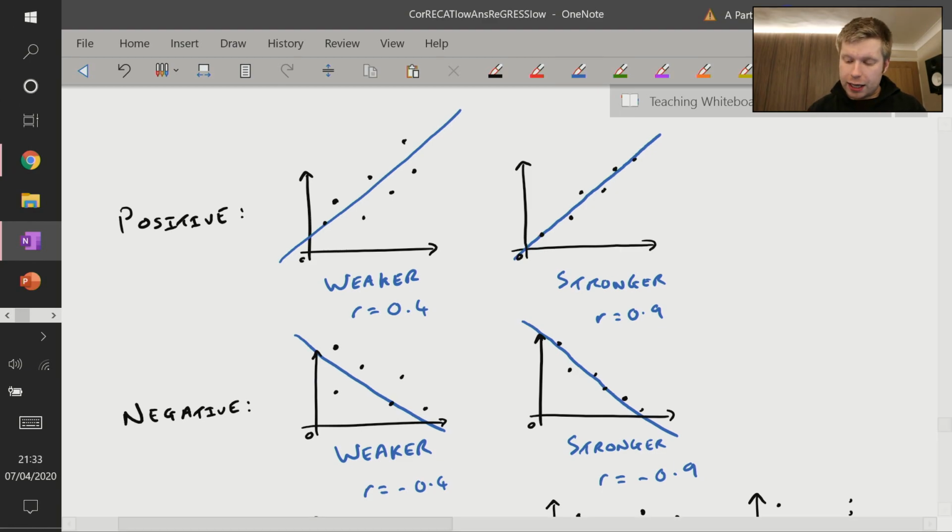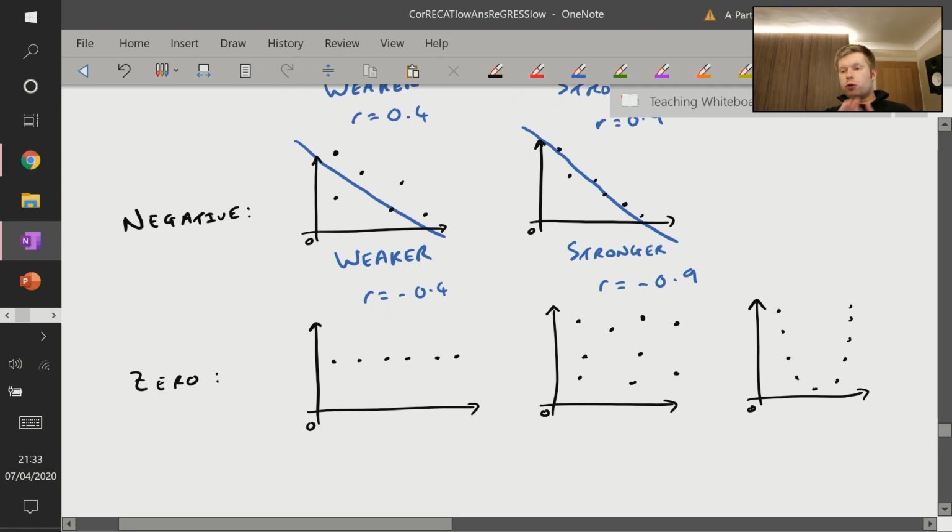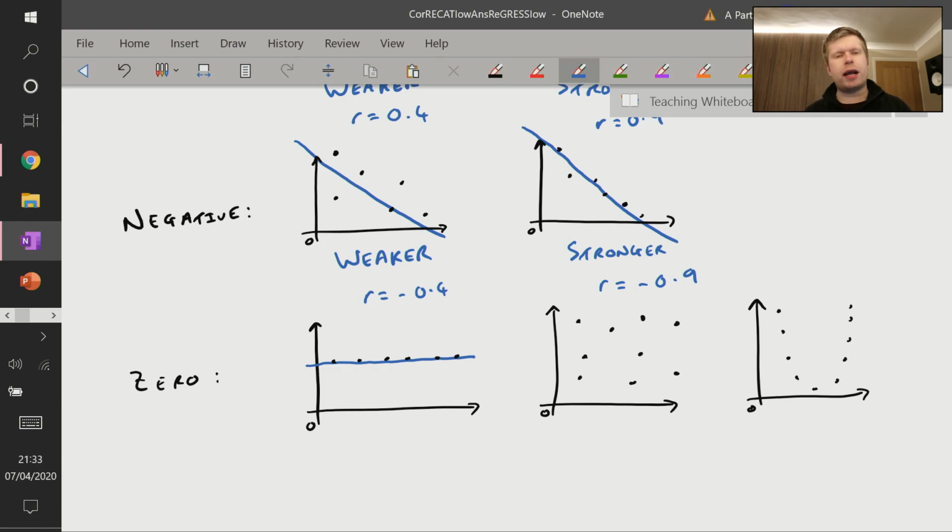So the third option then is when R is equal to 0. That means there is 0 correlation. And I've drawn 3 examples here of 0 correlation. Number 1, the data values are pretty much perfectly in a straight line. Okay, so actually I would say this is quite strong 0 correlation, but we tend not to say strong or weak correlation with 0 correlation. We just say 0 correlation.